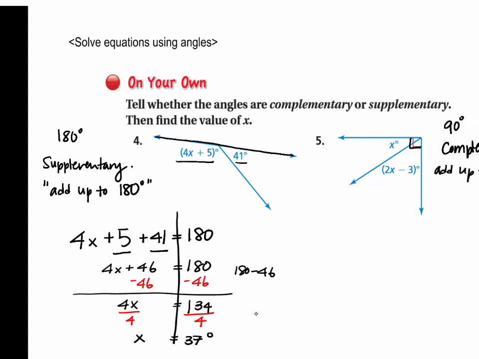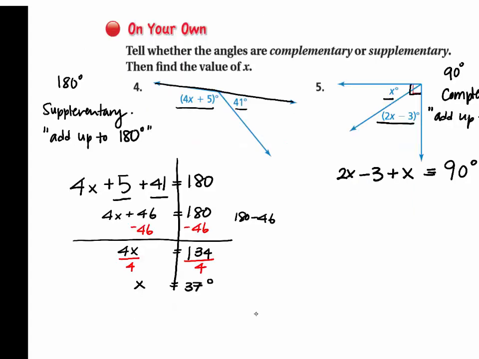to 90 degrees. So again, I'm going to create an equation by adding both angles together. 2x minus 3 is the first one. I'm going to add the second one, which is x. And this time, this will equal 90 degrees. Then we notice that 2x and x can be added together. So I have 3x minus 3 is equal to 90.